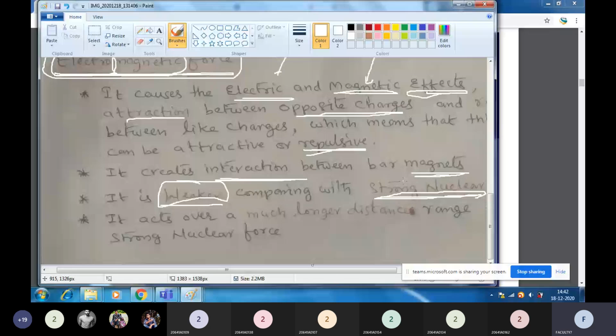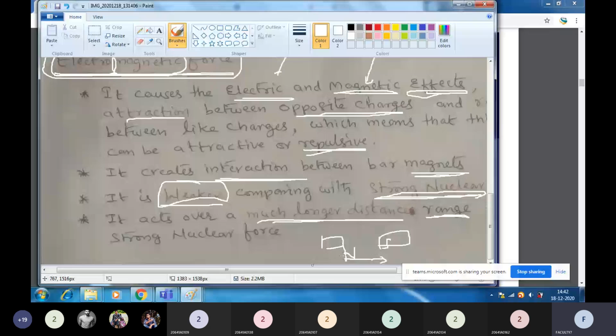Now regarding the ranges, here it is a much longer range. This particular force will be much longer when compared with the strong nuclear force. Because if you consider two magnets, with one side as the south pole and the other side as the north pole, there will be a force of attraction, and here the distance will be very large when compared with the atom.